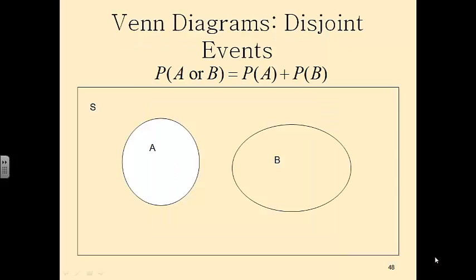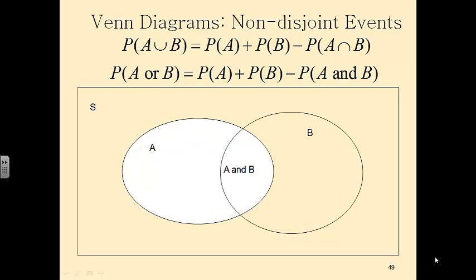If you have disjoint events, that means there's no overlap. So A and B don't overlap. They're mutually exclusive. So a probability of A or B would simply be the probability of A plus the probability of B. If you have non-disjoint events, so in this case they do overlap.